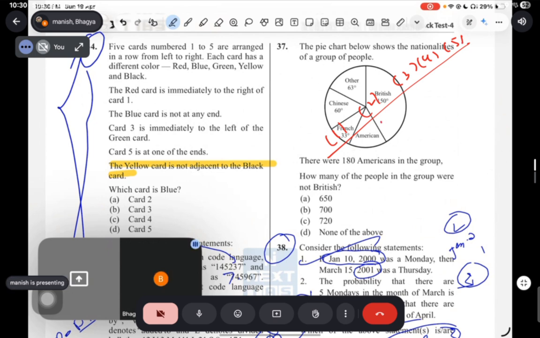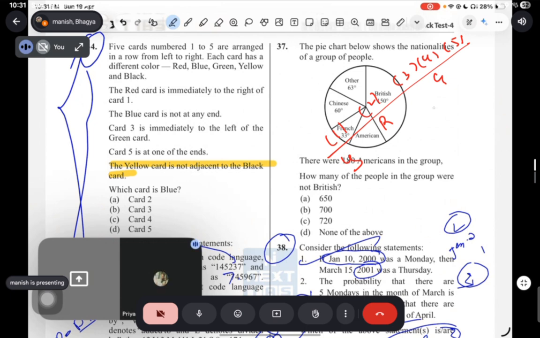Immediately left to the green card. Card 5 is at one of the ends, so I think it's going to be the second. Immediately left of the green card. Card five is one of the ends.